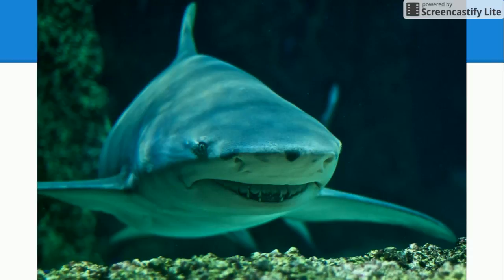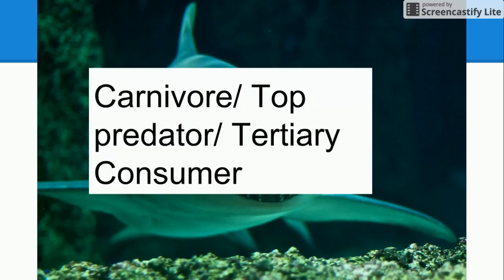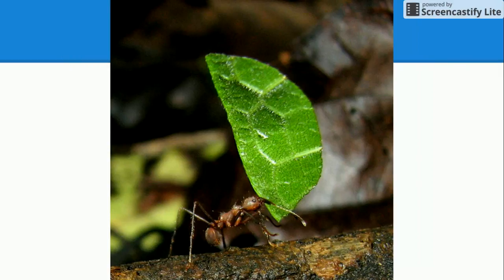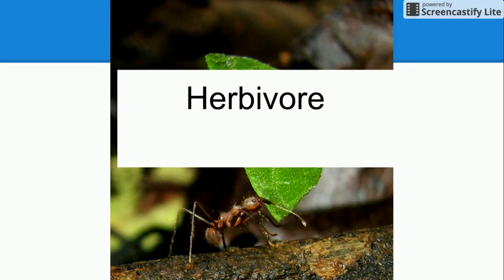And now we see a picture of a shark. And we know that sharks eat other organisms, which would make this a carnivore, a top predator, or what we would also consider a tertiary consumer. And when we see that word tertiary means third or three. An ant carrying a leaf for food, an herbivore.